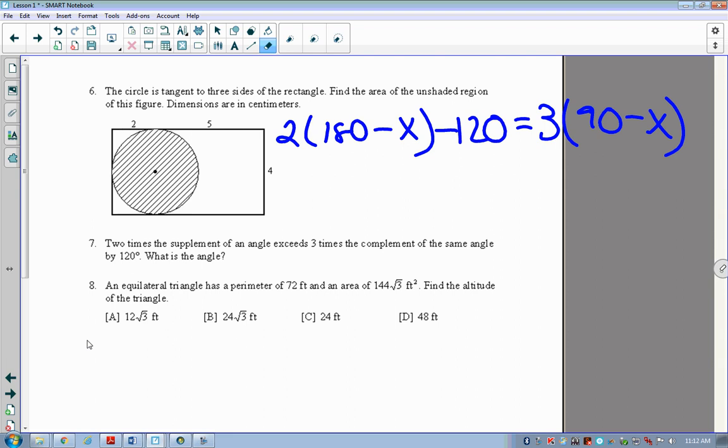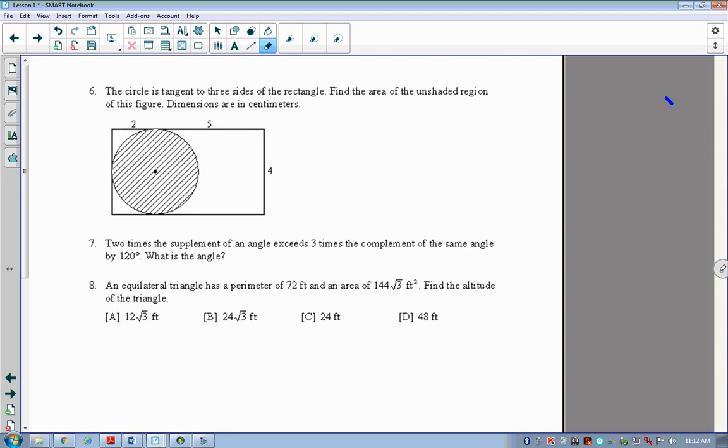All right, now number 8. Number 8 goes back to that other equilateral triangle question. Equilateral triangle this time has perimeter of 72, an area of 144 radical 3. This time, I'm still going to work this out with you, but I want to show you how to do this based upon the area and not by the perimeter, right? The other time we did it by the perimeter. So let's talk about the area of a triangle, right? How do I find the area of a triangle? Base times height divided by 2, okay?